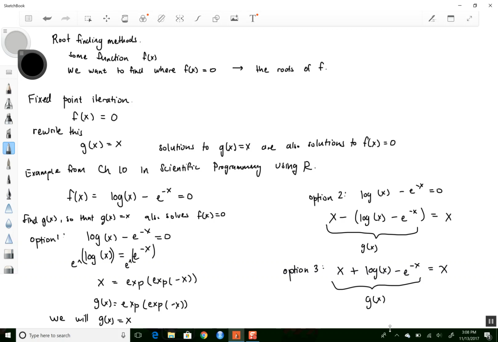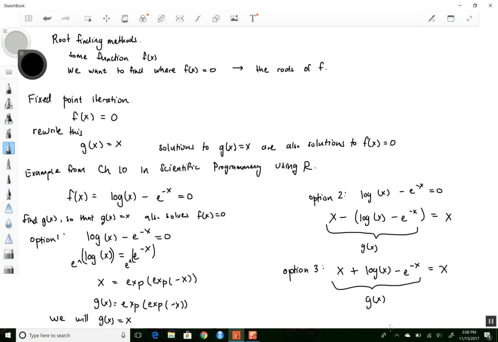We've got a few options here. And so as far as fixed point iteration goes, sometimes you might have different g of x's, and some of them will work and others will not. So in this case, you can't really tell just by looking at it, but option 3 will fail, and option 1 and option 2 both work. And option 2 happens to be the one that works the quickest.